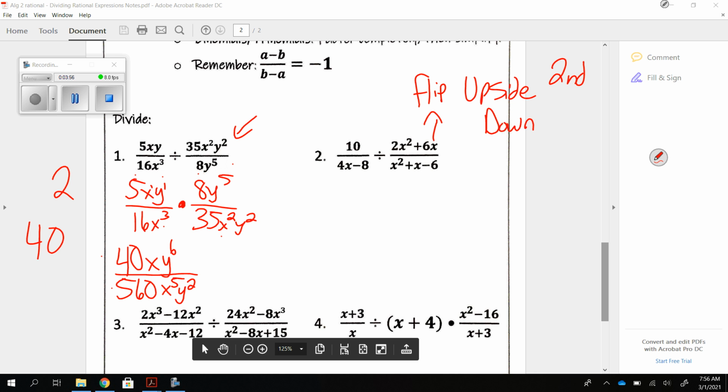All right, so divide both by 40. 40 divided by 40 is 1. So at the top, we just have x and then y to the 6th. We're still not done simplifying. I just want to show you the number part. Then 560 divided by 40 is actually 14. And then we have x to the 5th, y to the 2nd. All right, now from here, we need to simplify those letters.